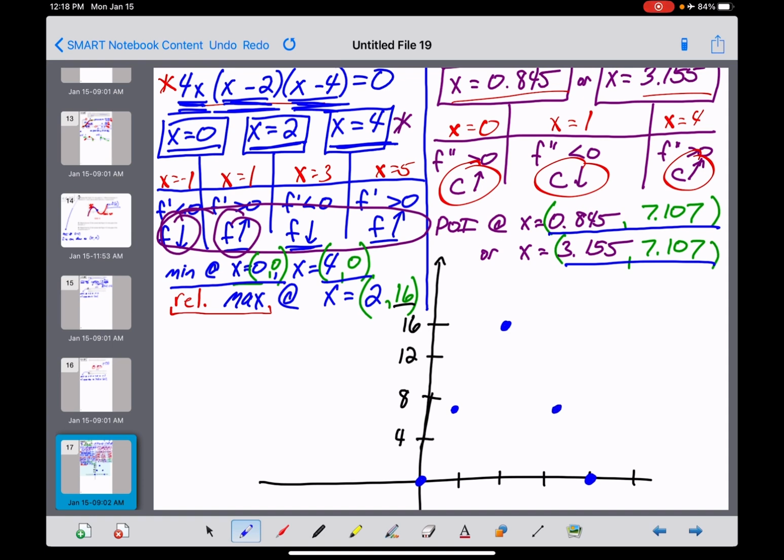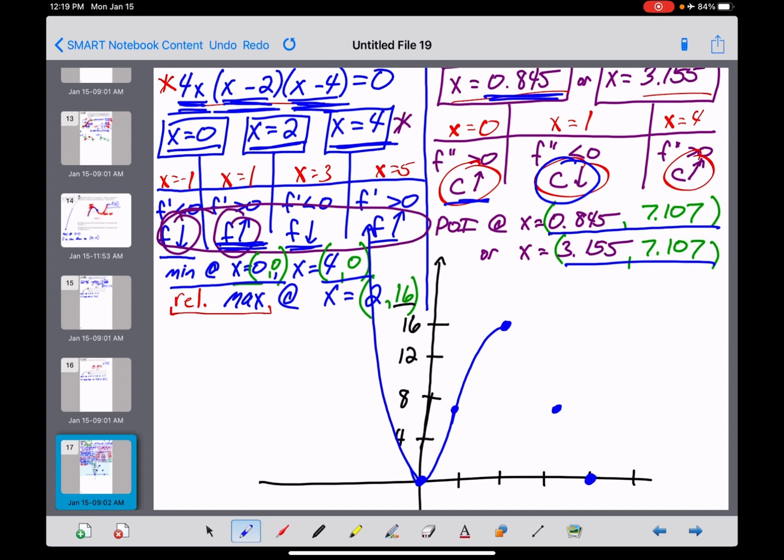And now if we read this, we see that the function has to decrease and be concave up before it hits that first point. So it would probably look something like this. Then, after that point, we are now going to be increasing, but still concave upward until we get to this point right there. After that point of inflection, which occurred right here at 0.845, now our function is concave downward, but it's still increasing to that point.